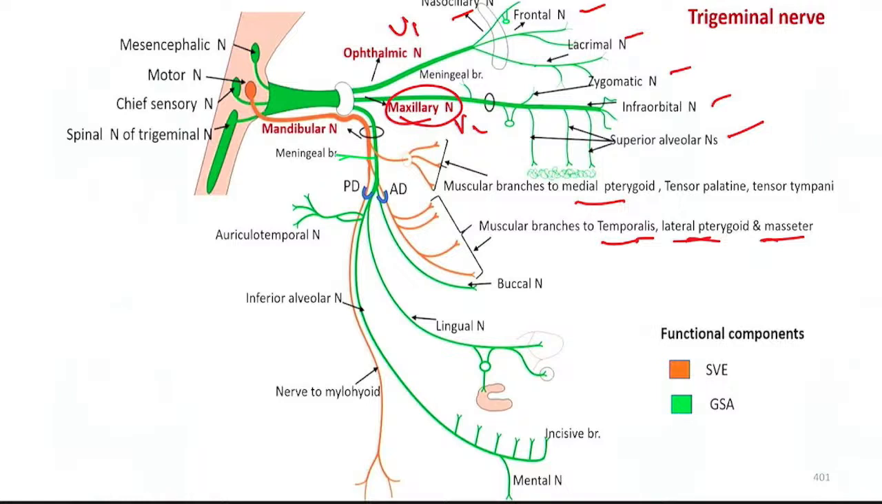Other than that, we have other palatal muscles, tensor palatini and tensor tympani. Okay, tensor tympani and tensor palatini are also supplied via the motor branches of the trigeminal nerve. Okay. Now the mandibular nerve I have spoken about, right? The mandibular division also gives off branches to the tongue. Lingual nerve. Okay, the lingual nerve also gives off branches. It is from the mandibular division of the trigeminal nerve.